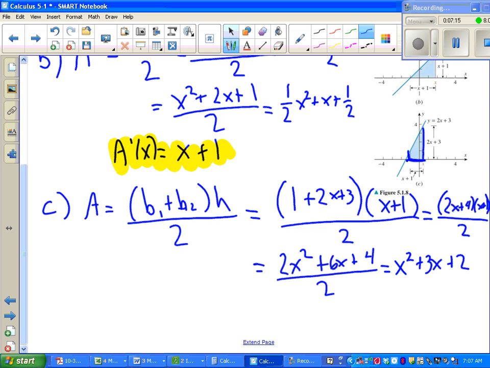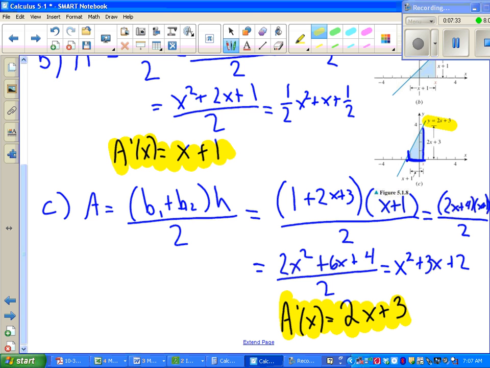And just like in parts A and B, we're asked to find the derivative of that area function. And we're probably not too surprised at this point to see that it is 2x plus 3. I say not surprised because, once again, the derivative of the area turns out to be the same as the original function. So this actually wasn't a coincidence. This is true always, which kind of gives us a shortcut to finding the area function.